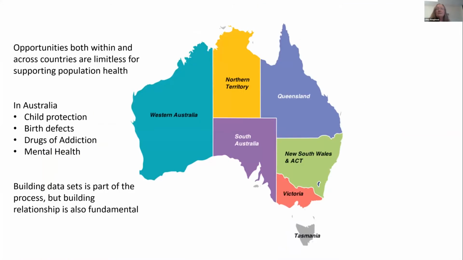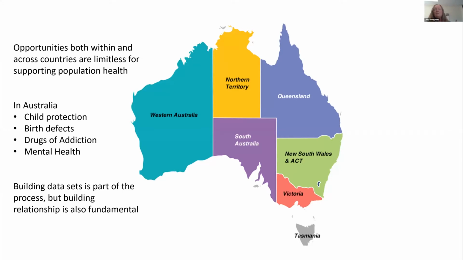So I'm just going to finish there, because what was exciting for me is that the opportunities both within and across countries are limitless in this kind of technique for supporting population health. I just think about our own federated country, where we have different policies for child protection all across the country. We have federated data sets on birth defects, drugs of addiction, mental health. It would be great to know. So some of this work is really good for understanding policy variation and how policy variation impacts on health.